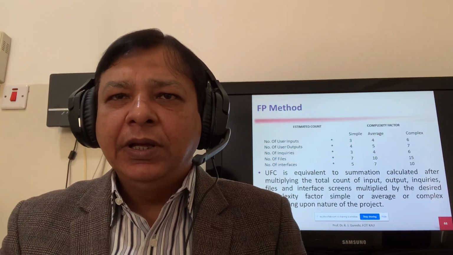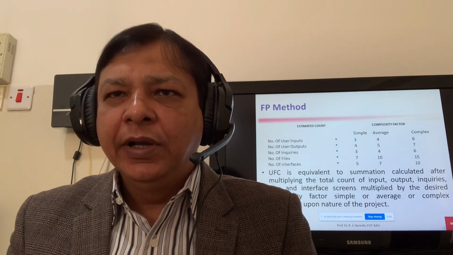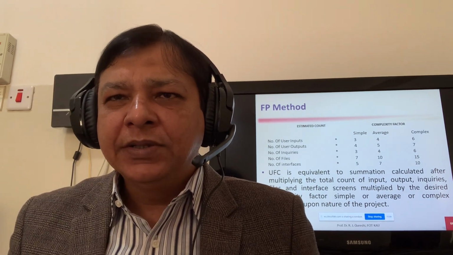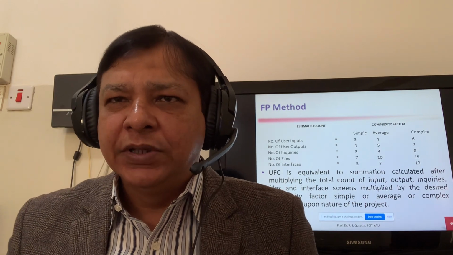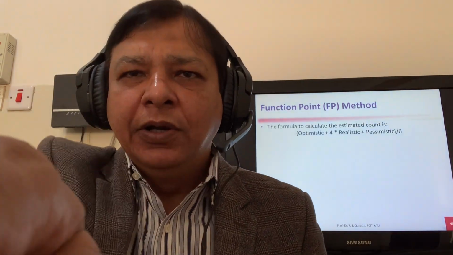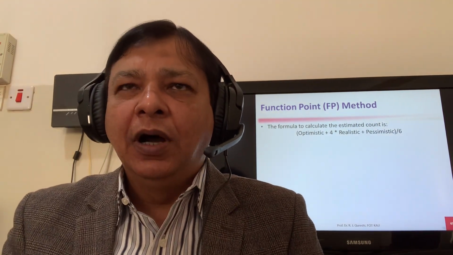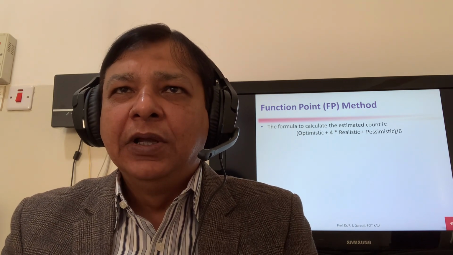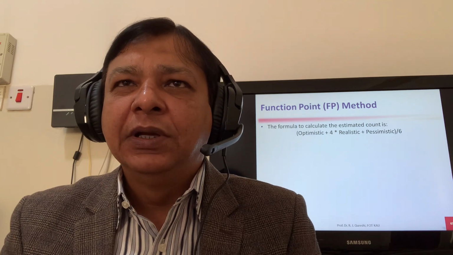So we have the number of external inputs, number of external outputs, number of inquiries, number of logical files, and number of interfaces. You have to input the variables for optimistic, realistic, and pessimistic, that is, best case, average case, and worst case. Then you have a formula to calculate EC, the average count: O plus 4 into R plus P, divided by 6. So optimistic, 1 value, realistic, 4 value, and pessimistic, 1 value. So 1 plus 4, 5, 5 plus 1, 6, 6 divided by 6.